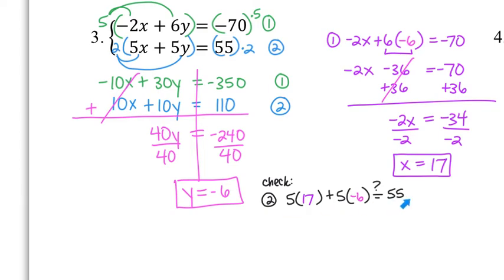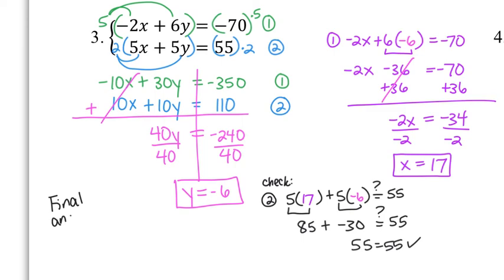So again, easy stuff to do. We're going to add these two products, so we got to find out what those two products are first. 5 times 17, 5 times 10 is 50, 5 times 7 is 35, so that'd be 85, plus 5 times a negative 6 is negative 30. And does that equal positive 55? Yep, because that's just 85 minus 30, and that is a positive 55. So we're right. So our final answer written as a coordinate point will be 17 comma negative 6.